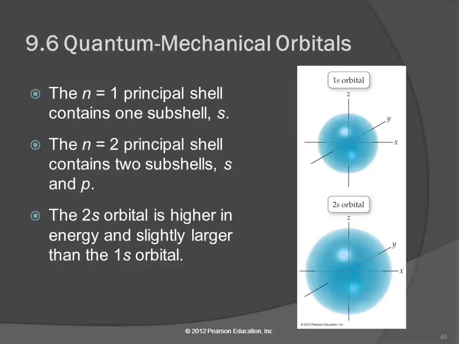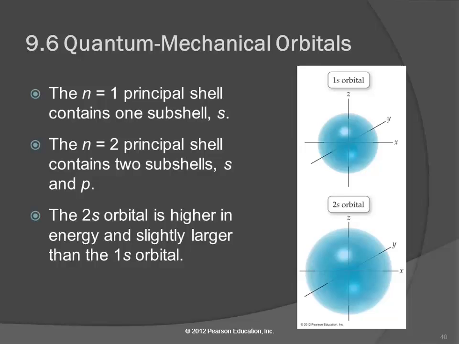So the principal shell, n equals 1, has one subshell. The next shell is n equals 2, and that one has 2 subshells. So a shell is a little bit like a level. The first level has only the one sublevel. The second level has 2 sublevels. It's a little bit like a hotel.